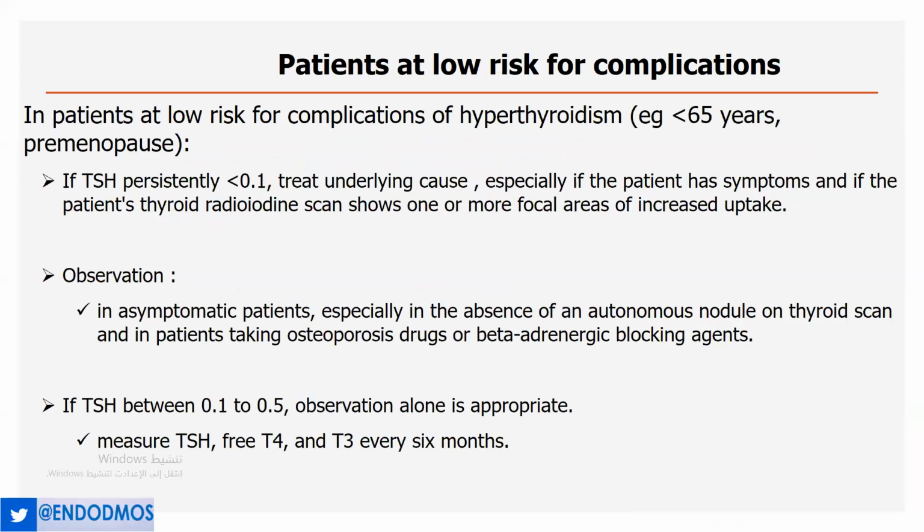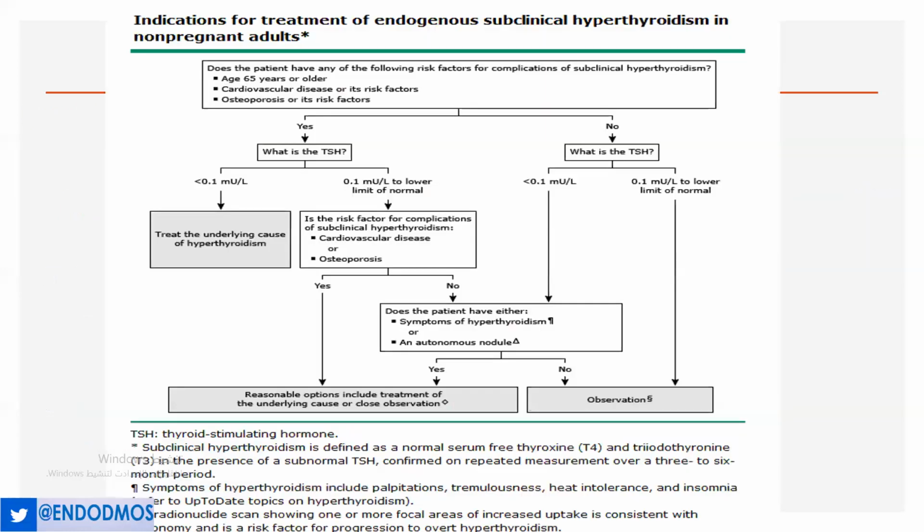What about low risk patients, less than 65, premenopausal? If TSH is persistently less than 0.1, treat the underlying cause, especially if the thyroid radioactive iodine scan shows high uptake or the patient is symptomatic. Observation is another approach if the patient is asymptomatic, especially in the absence of an autonomous nodule. In patients taking osteoporosis drugs or beta adrenergic blocking agents, if TSH is between 0.1 and 0.5, observation alone is appropriate, and you have to measure TSH, free T4, and T3 every 6 months.